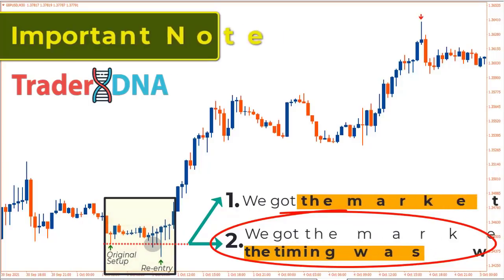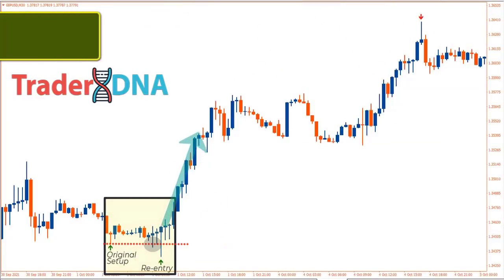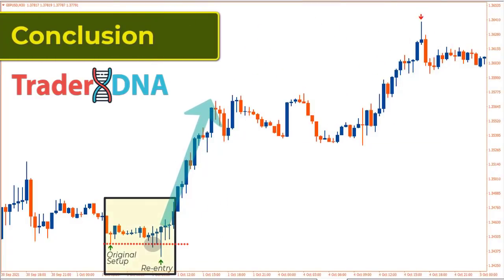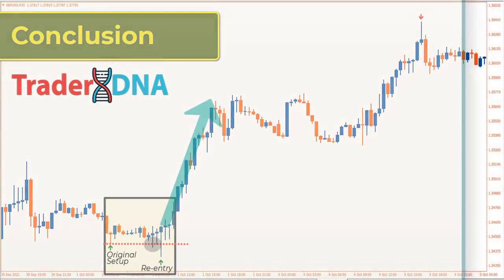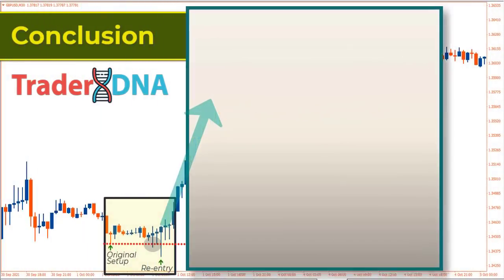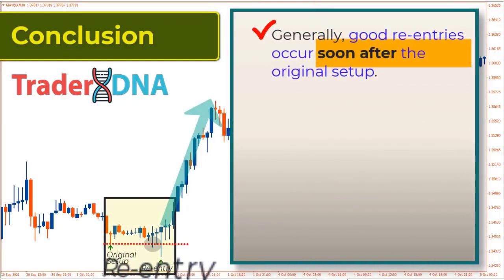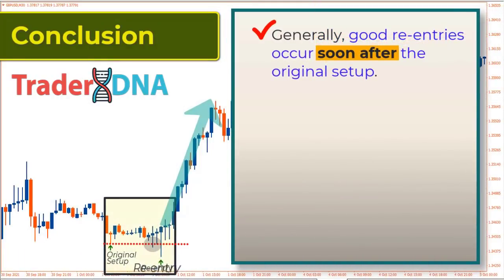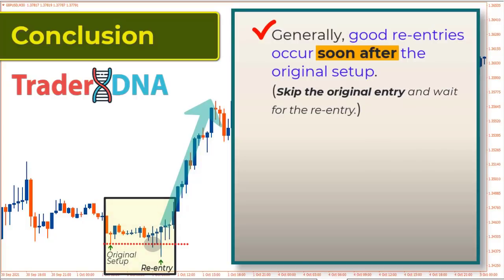The conclusion of the pin bar re-entry trading strategy. Overall, the pin bar re-entry trading method presents a simple way to enhance the probability of any price action pattern. Generally, good re-entries occur soon after the original setup. All it takes is patience. Skip the original entry and wait for the re-entry.